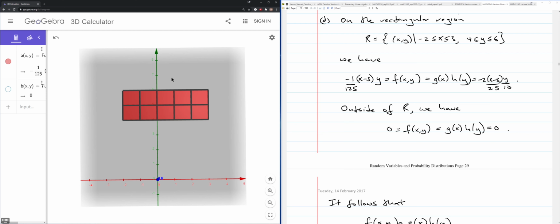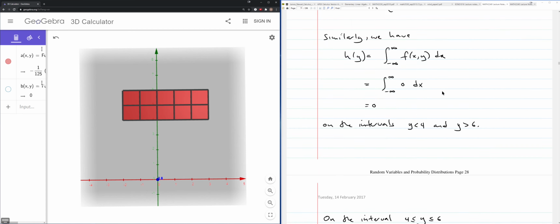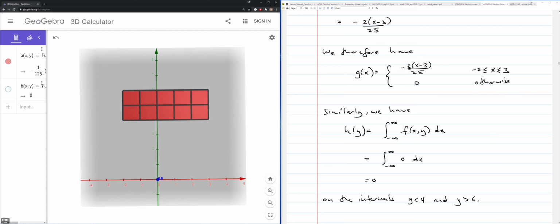First of all, on the rectangular region, this is what f of x y is. It is just minus 1 on 25 times x minus 3 times y. So this is the joint PDF. And on this rectangular region, what's the g of x? The g of x we found is equal to minus 2 x minus 3 on 25, for x between -2 and 3.